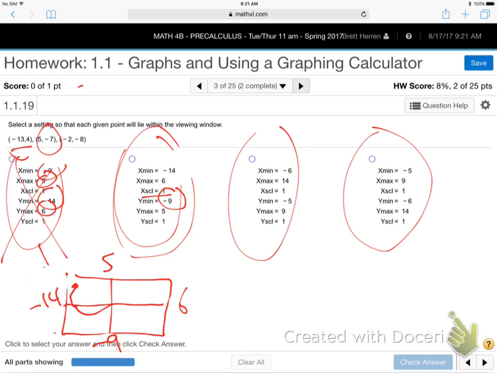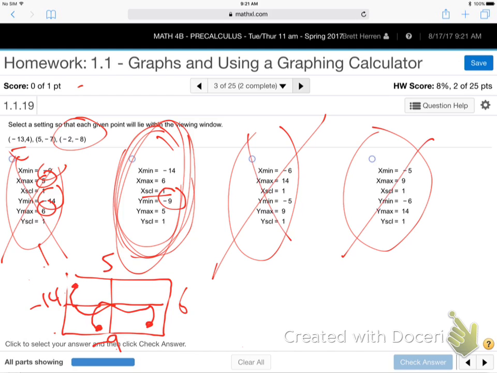How about the next one? 5, -7. Over 5, down 7. That'd be about right there. That's in the window. How about the third one? Back 2, down 8. Yeah, it'd be about right there, wouldn't it? It doesn't go below -9. So yeah, that's the winner. I don't even need to look at the other two. This window is big enough to include all those points. Is that good? Just making sure you understand window settings on a graphing calculator.